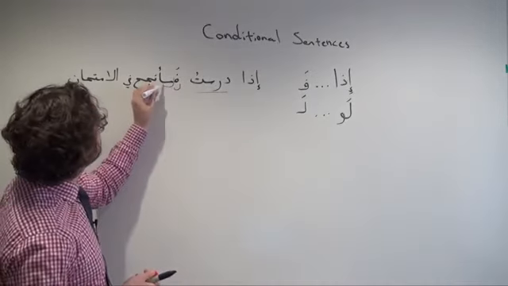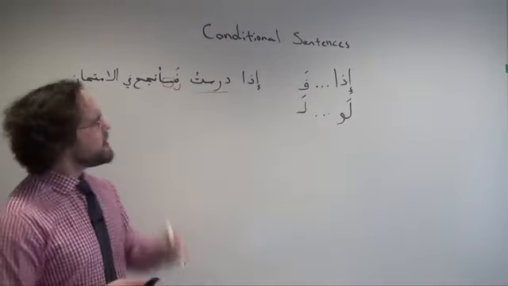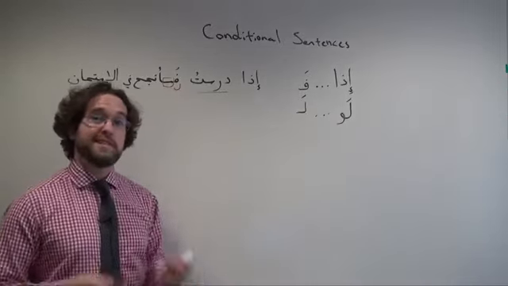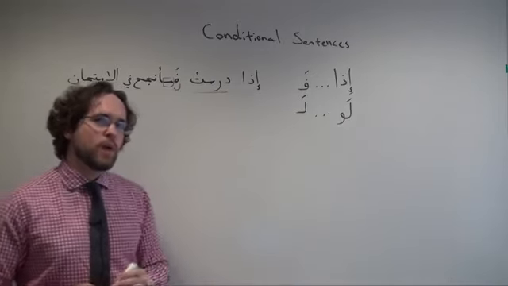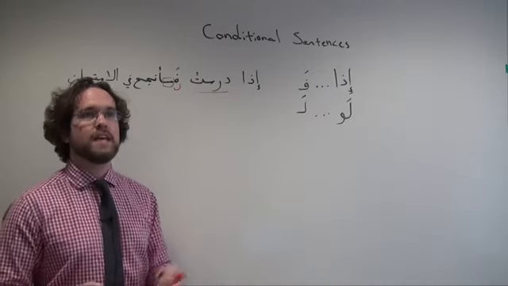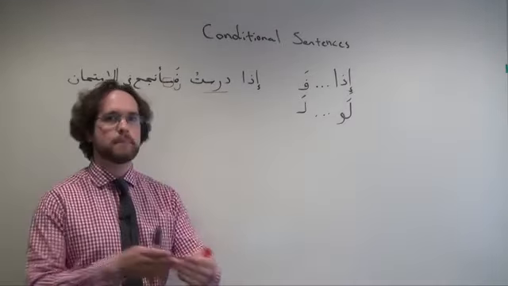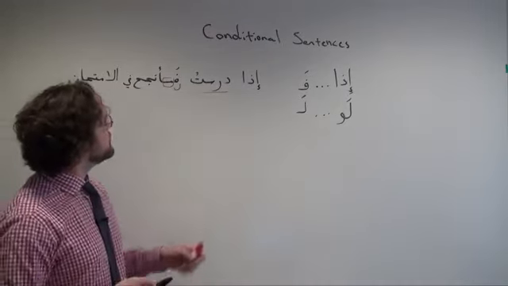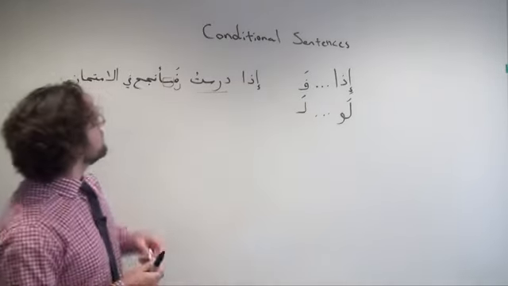So we have our future marker, sa, and then fa connects right with it. Fa really corresponds very well to the then in an if-then clause in English. In English, we can usually get away without the then part, right? I could also say, if I study, I will pass the test. I don't need that then. I could include it, I could skip it. In formal Arabic, it's a good idea to include it.